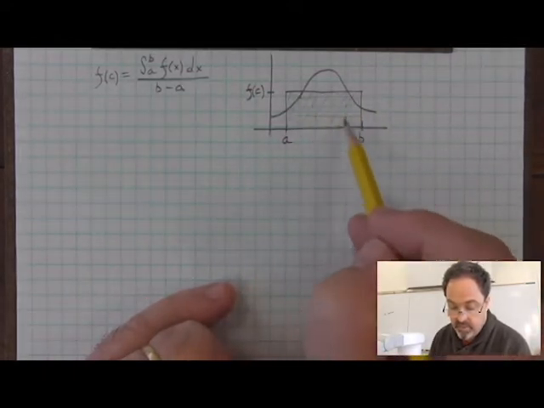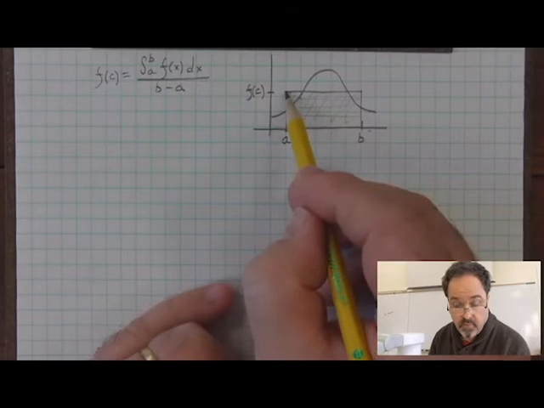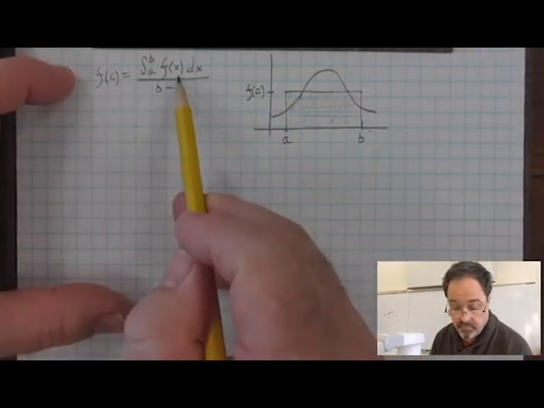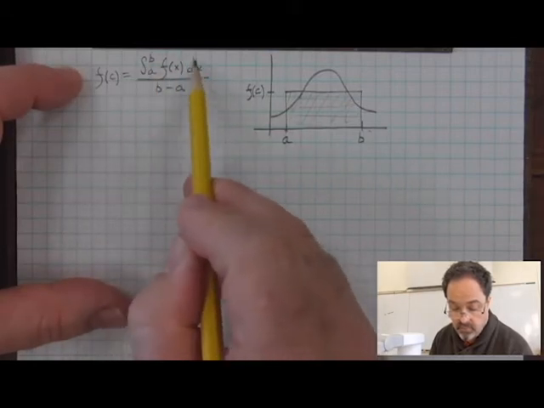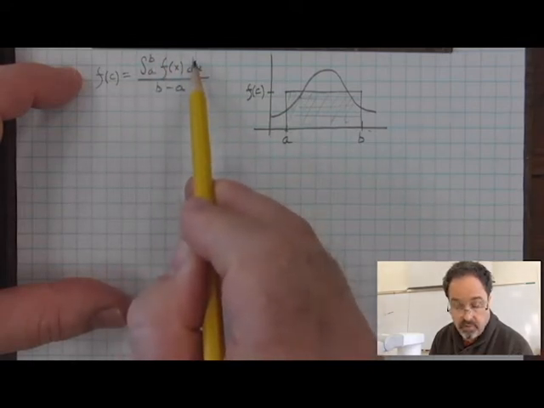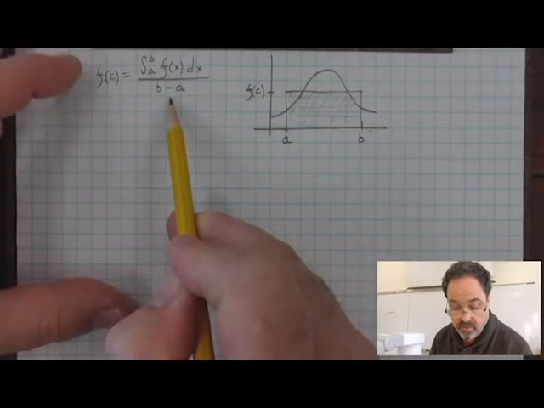The rectangle's area is the base times the height, or the width of the interval times the average value, which is how we got the expression to calculate that average value as the area under the curve, or the area of the rectangle, then divide by the width in order to get the height, or the average value.